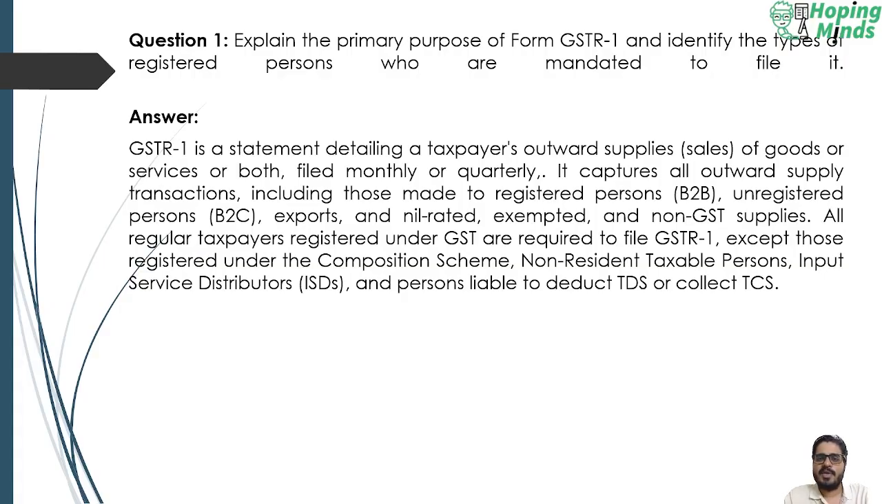Then the taxpayers are required to disclose the HSN summary both for the registered supplies and the unregistered supplies, and the documents issued like tax invoice series, then receipt note, debit note, credit note, payment note, etc. So these are the different fields.